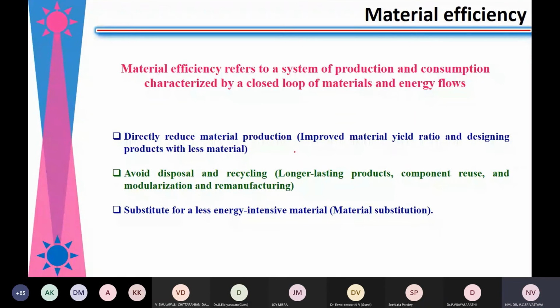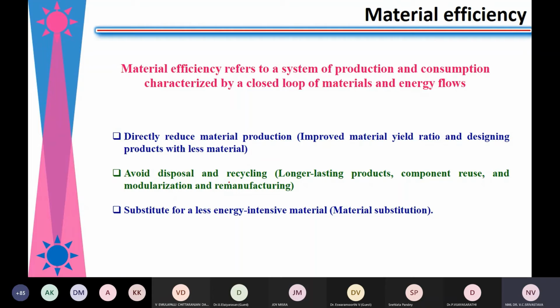So what to do for that? Improve material yield ratio. Material yield ratio means the performance given by the material should be better, and designing products with less material. So this is what people are saying, that if we have high strength steels, advanced high strength steels, then the material required to make a similar kind of automobile will be less. So this is the aim, to reduce the material production by reducing the material requirement in the product.